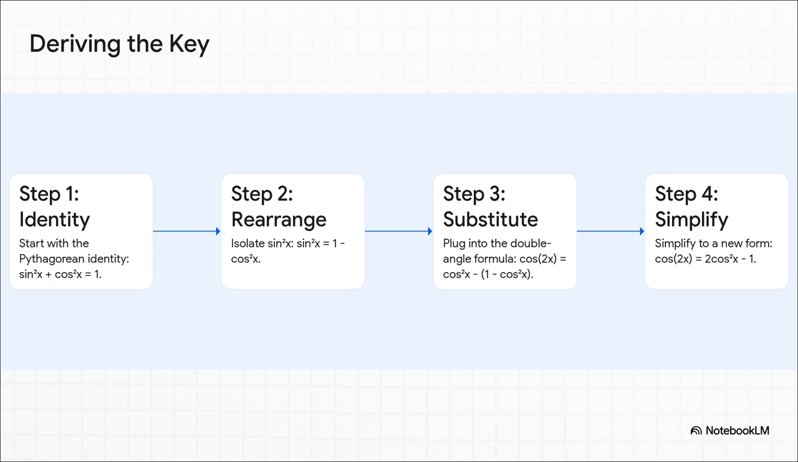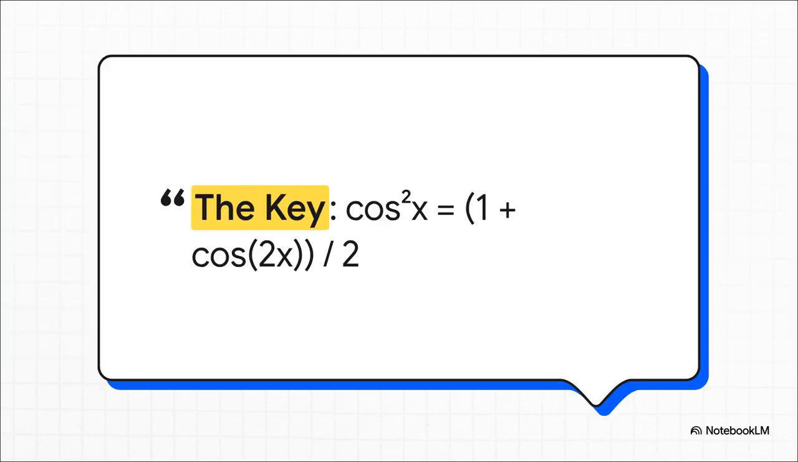We start with an old friend, the Pythagorean identity. Then we just do a little algebra to get sine squared x by itself. Now, and this is the really clever move, we substitute that into our double angle formula. After we clean it up a little, we're left with a direct link between cosine of 2x and cosine squared of x. Okay, with one final algebraic shuffle, we get cosine squared of x all by itself. And this formula right here, this is the secret key we've been searching for. This is what lets us swap our difficult problem for something way, way more manageable.